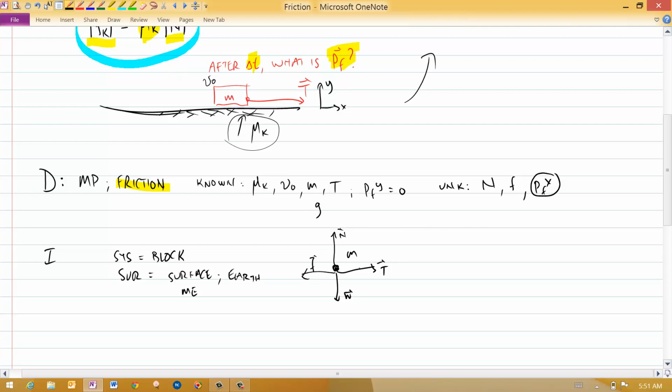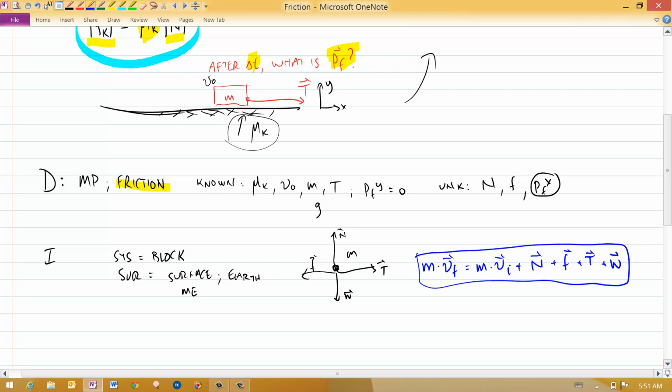So the purpose of this is just to figure out what the net force, the total force from the surroundings on the system, is, and now I can write down the momentum principle. m times v final is equal to m times v initial plus the net force, which I can just read off this diagram: N plus F plus T plus W. I'll call this equation number 1, but it's a vector equation. It's got an x component and a y component, so it counts as 2 equations.